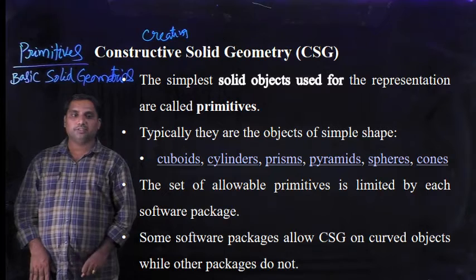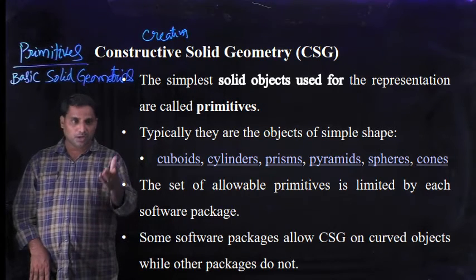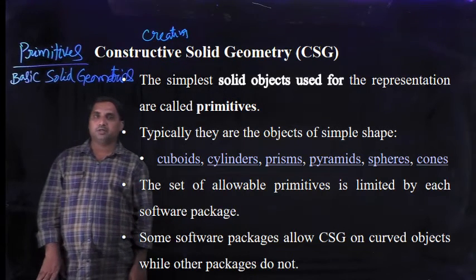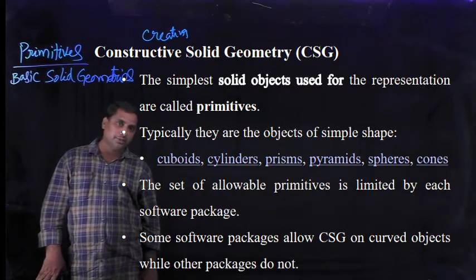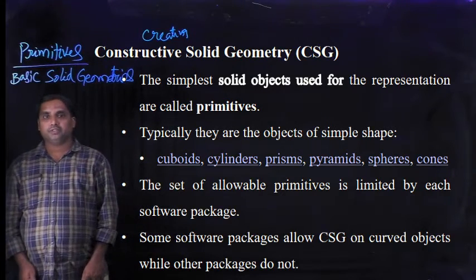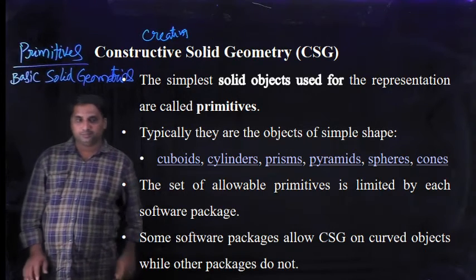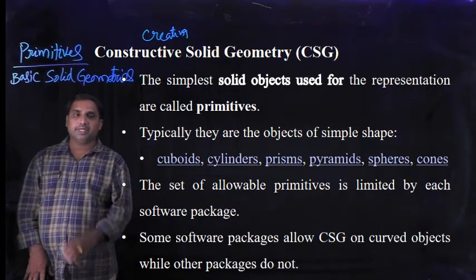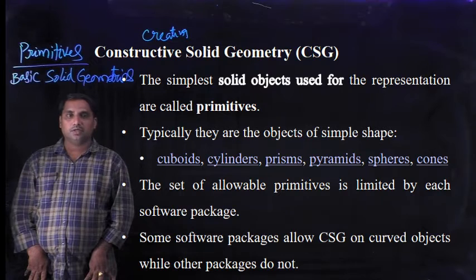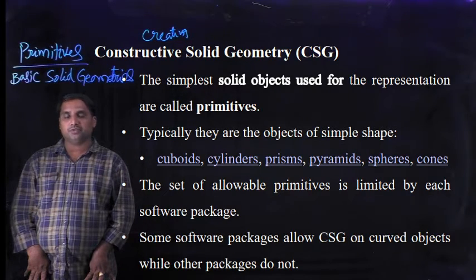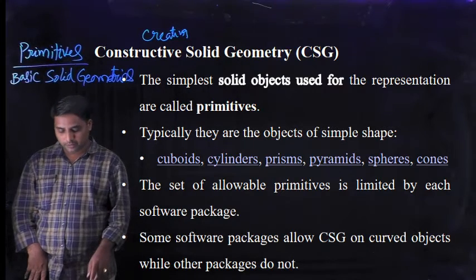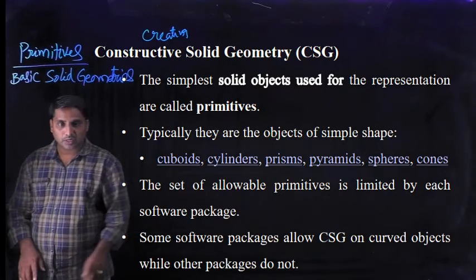The first one is cuboid, second one is cylinder, next one is prisms, pyramids, spheres and cones. All these are primitive objects. These diagrams were shown on the screen in the previous class. What does constructive geometry indicate? It indicates the properties of different solids. Next slide.